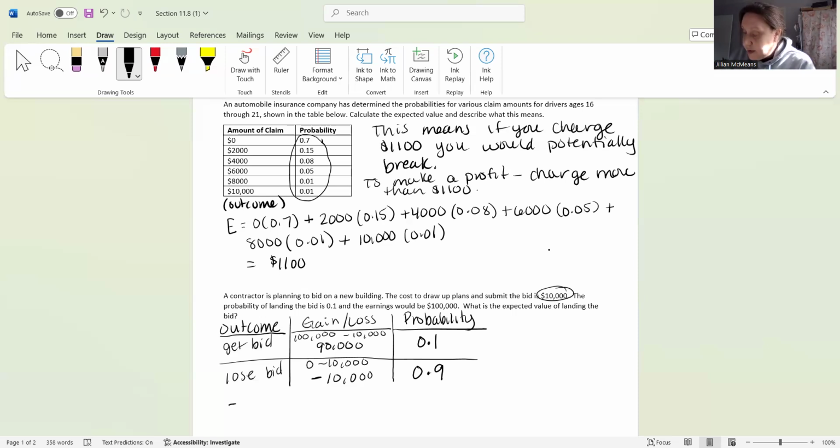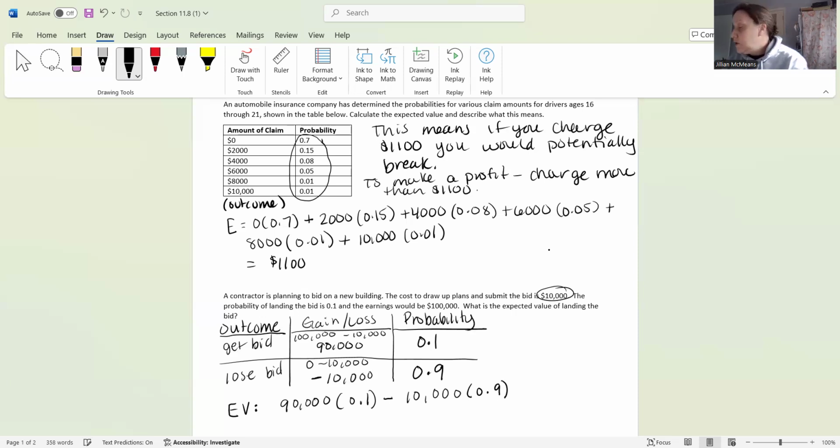Now, if we were to calculate the expected value, the gain for getting the bid is $90,000. And there's a probability of 0.1. Okay. Now, the loss associated with not getting the bid is negative 10,000. So I would just write minus instead of plus. So minus 10,000. And then I would multiply it by its probability.